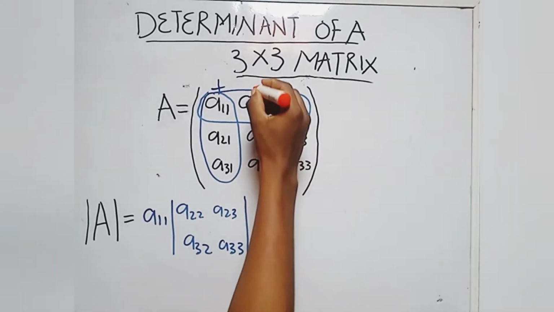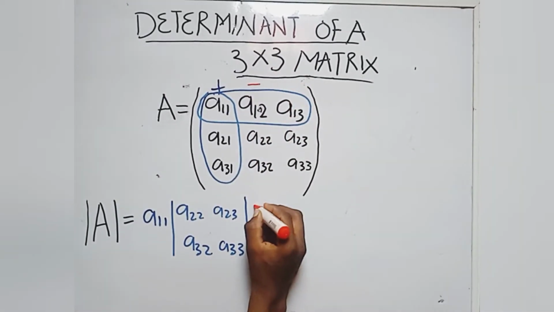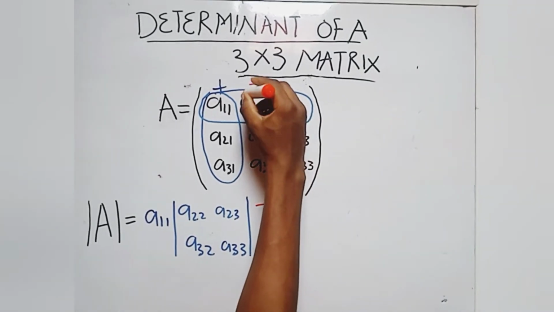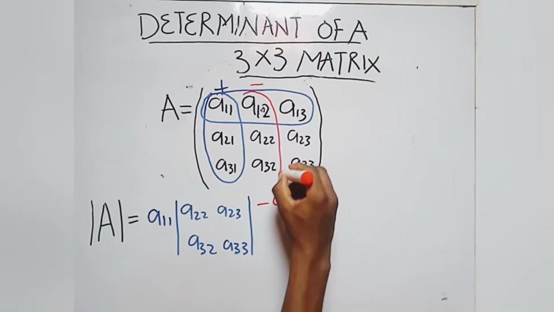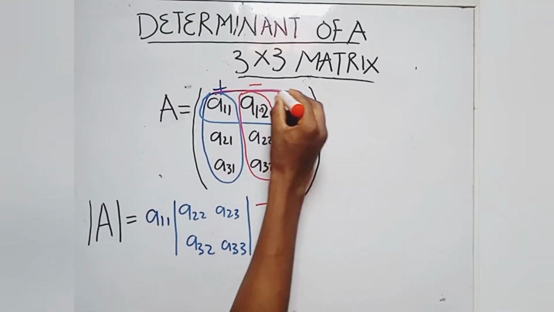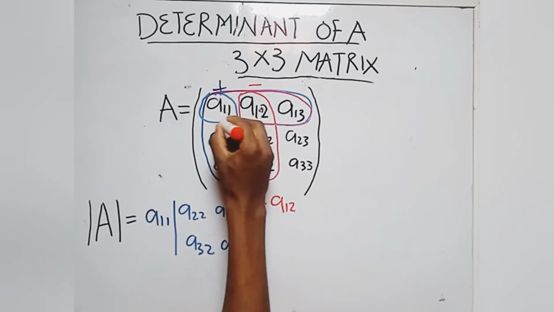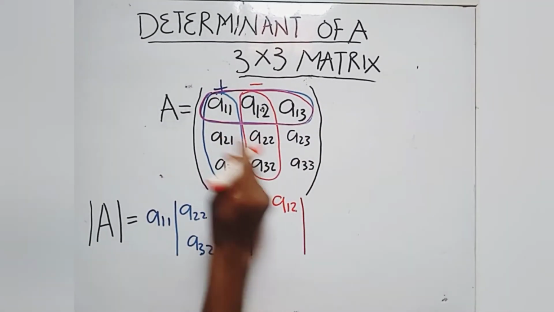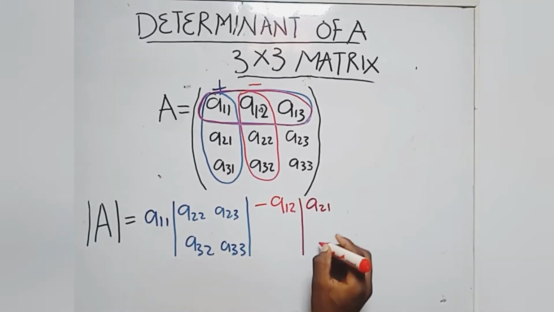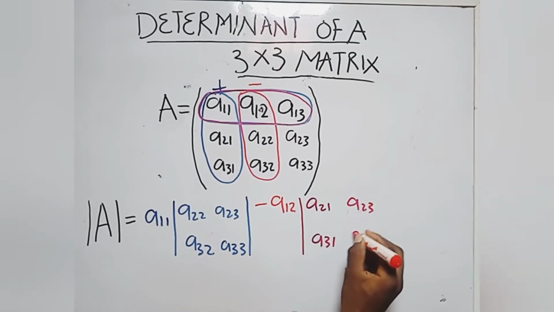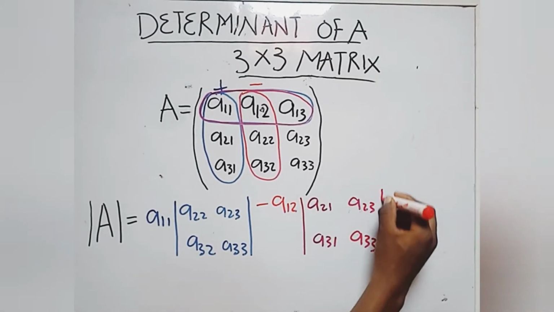For the next element, take note of the negative sign. We have A12. You cross out its column and its row, and its row belongs to the first row, so you cross out the first row. Now, you write down the uncrossed elements. We did not cross out A21, A31, A23, and A33.